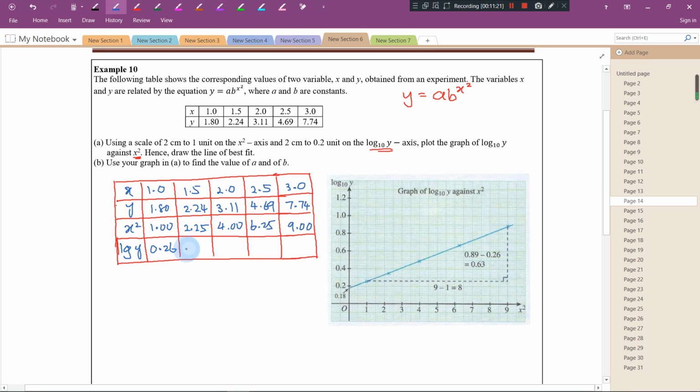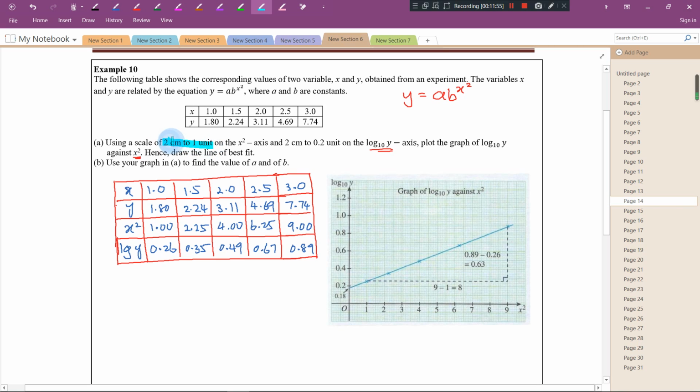In this case, I just take two decimal places: 0.26 and 0.35. This is 0.49. So this is 0.67. And then the last one is 0.89. Okay, let me check around on this one. Log 7.74. Okay, correct.